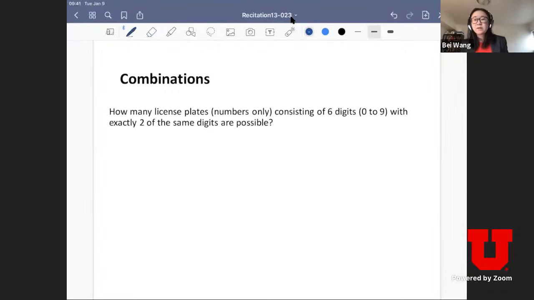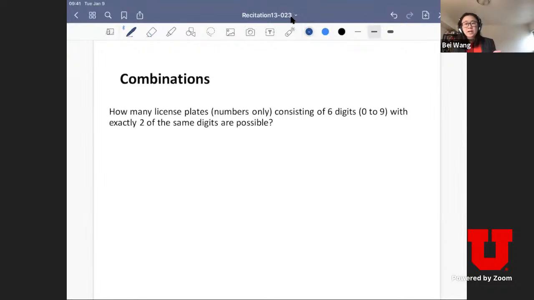Okay. So now the next question, again, is a combination counting problem. How many license plates, we're going to just use numbers right now, consist of 6 digits with exactly 2 of the same digits appearing in this license plate? Okay, so again, you have essentially 6 locations where each location you have 10 choices of numbers, but we want you to count those license plates with exactly 2 of the same digits.